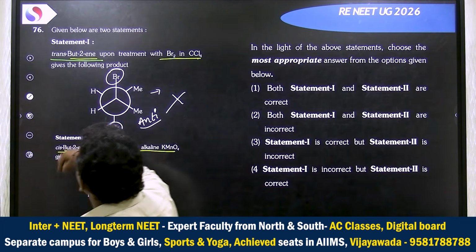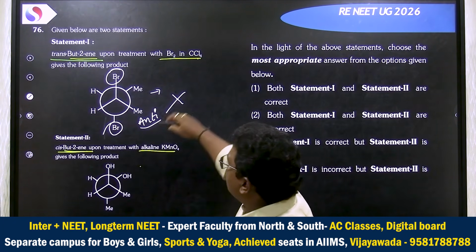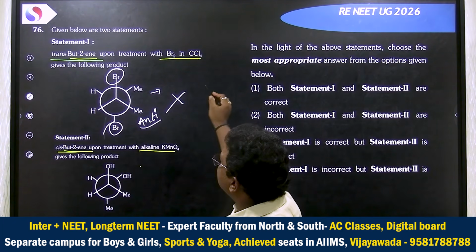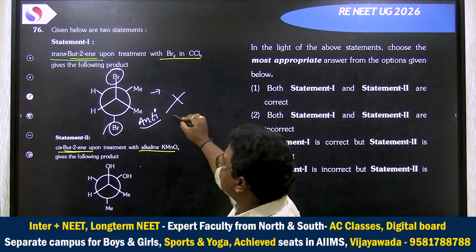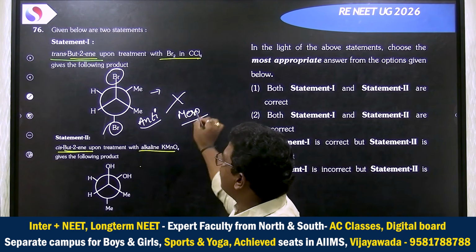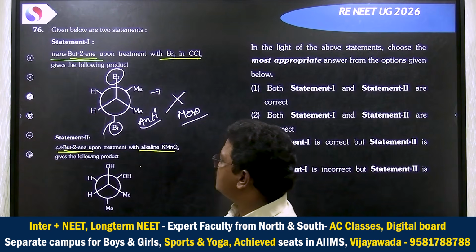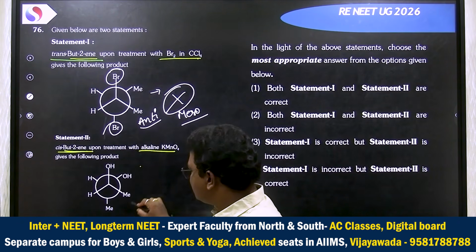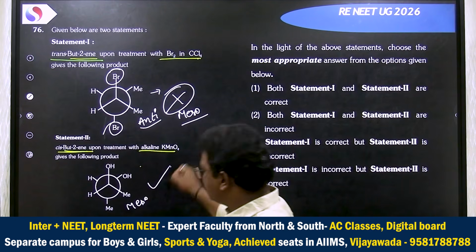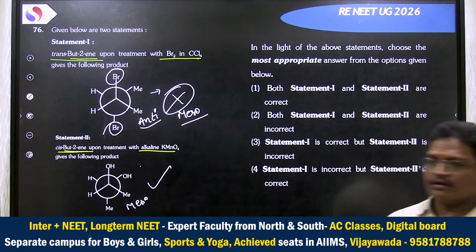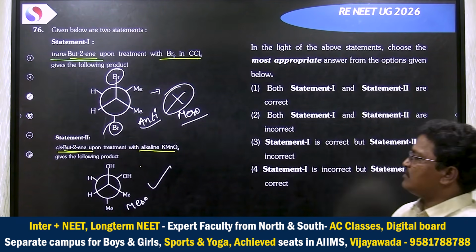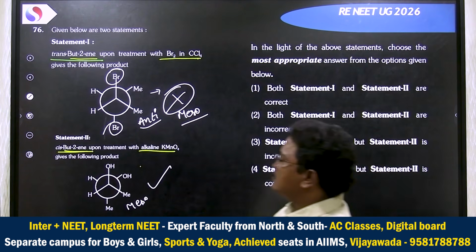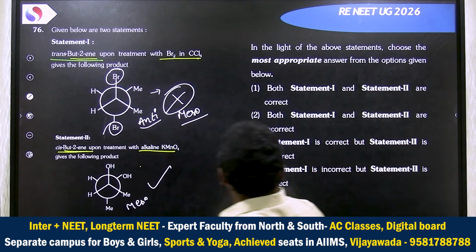Meso product, right? So look at the given statement once. Trans-2-butene, actually this is anti. What should come here? A meso product should come. But he has given the racemic form, so this is not right. Here this is the meso product, right? This is the correct answer: cis-2-butene upon treatment with alkaline KMnO4 gives the meso product.